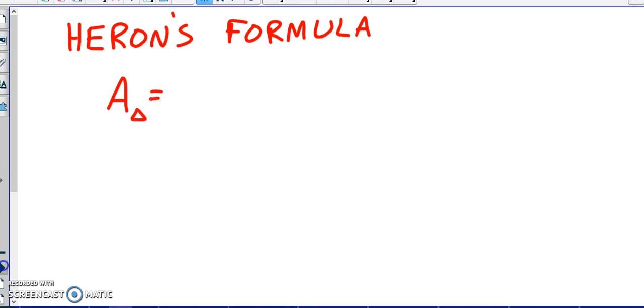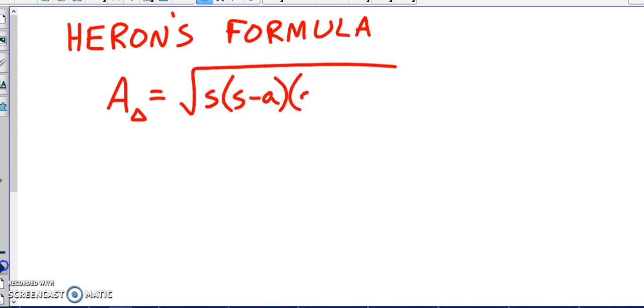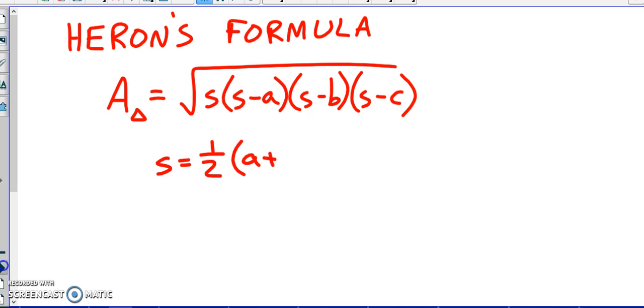the area of a triangle is also given by the square root of s times s minus a times s minus b times s minus c, where s is equal to 1/2 of the perimeter of the triangle, so it's known as the semi-perimeter. So as you can see, this would be a useful formula to use if you have all the sides of a triangle, but you don't have any of the angles.